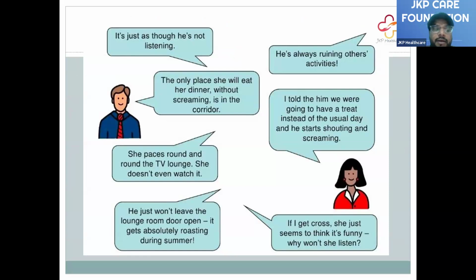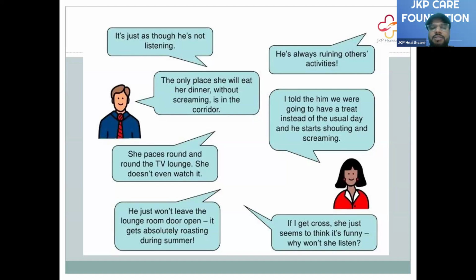She paces round and round the TV lounge. She doesn't even watch it. TV lounge में बच्चा गोल गोल गोल गोल घूमता रहता है. He just won't leave the lounge room door open. It gets absolutely roasting during summer. और दरवाजा खुला ही नहीं रखने देगा, दरवाजा बंद करके ही रखेगा.